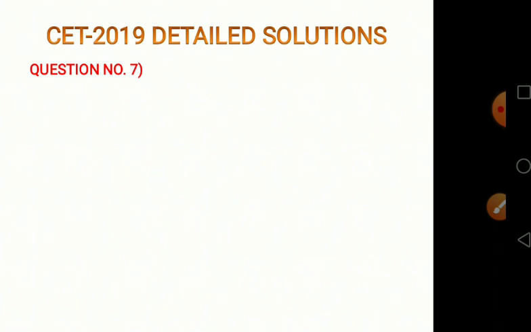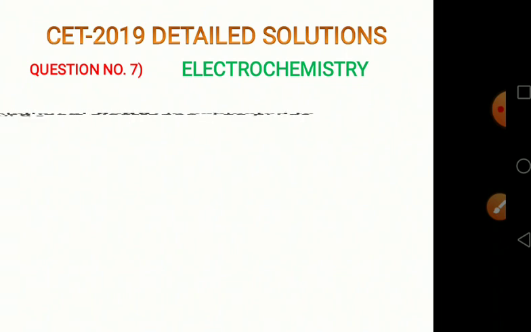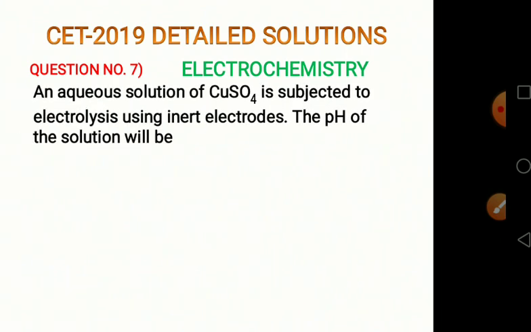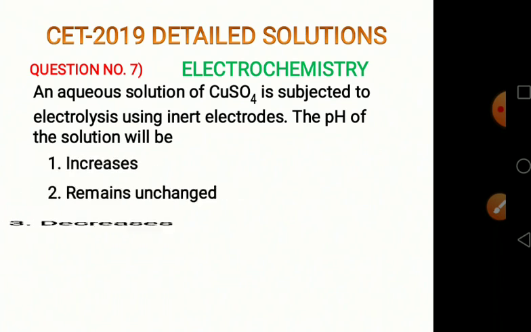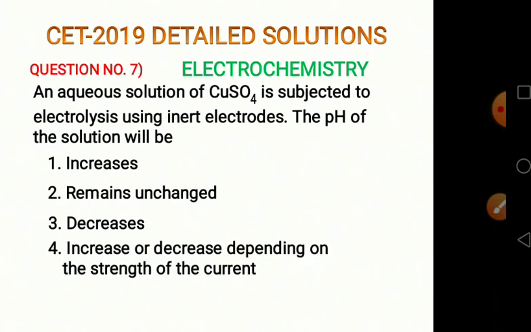Let us see question number 7. From the electrochemistry chapter, we have seen 3 questions from solid state and 3 questions from solutions. Electrochemistry also had 3 questions. In this case, an aqueous solution of CuSO4 is subjected to electrolysis using inert electrodes. The pH of the solution will: increase, remain unchanged, decrease, or increase or decrease depending on the strength of the current.